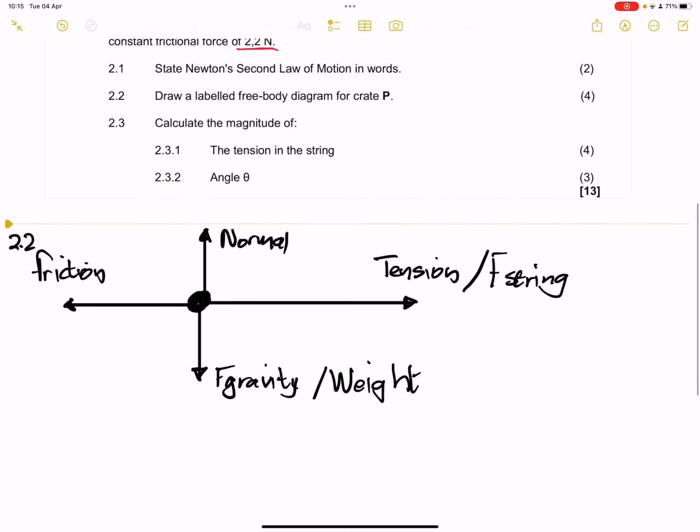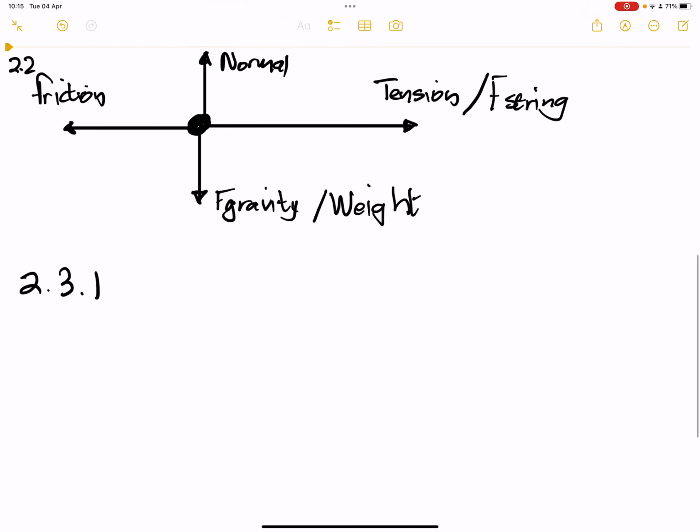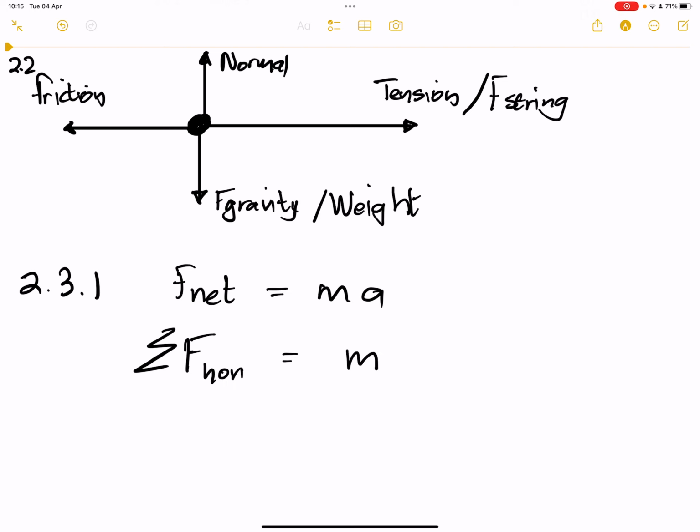Now for 2.3.1, they say calculate the magnitude of the tension in the string. I want to use body P to calculate that tension. We're looking at the forces that are horizontal. We know F net equals ma, that's the sum of forces in the horizontal dimension, which is equal to ma.